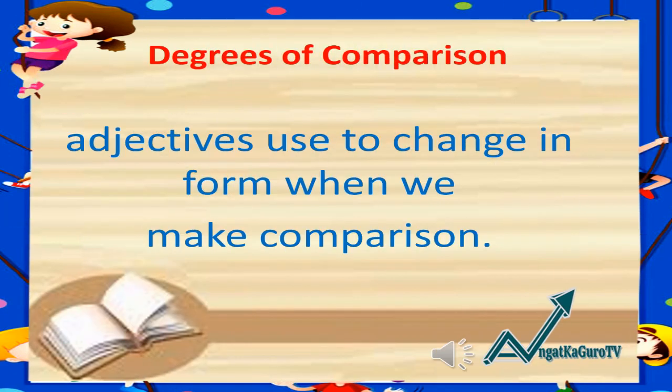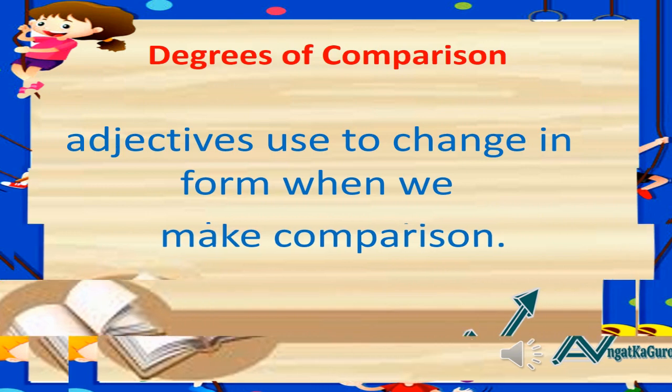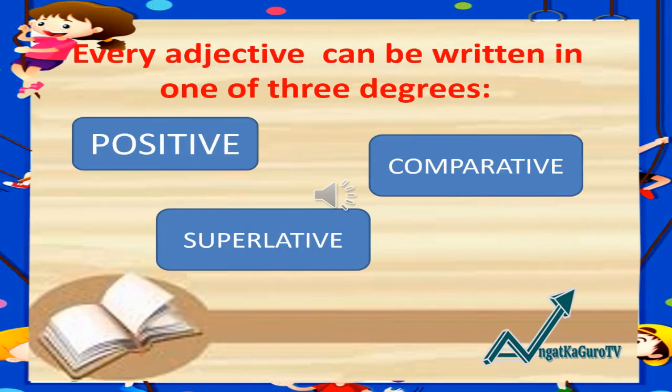Our lesson for today is about the degrees of comparison. Degrees of comparison is an adjective used to change in form when we make a comparison. Every adjective can be written in one of three degrees. They are positive degree, comparative degree, and superlative degree.